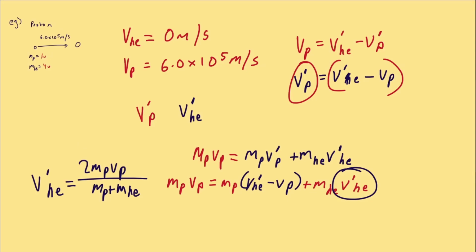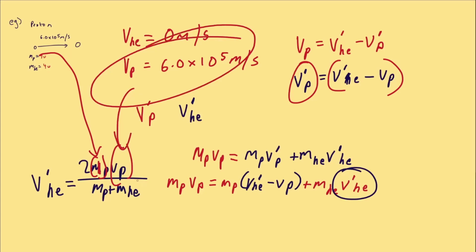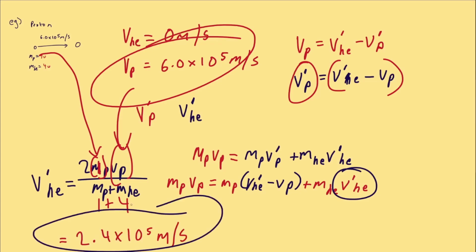Plug in your values, so the mass of the proton is 1, and then this velocity of the proton. Plug in your other masses, and it's messy, but we get this value. That's how fast the helium nucleus moves after the collision.